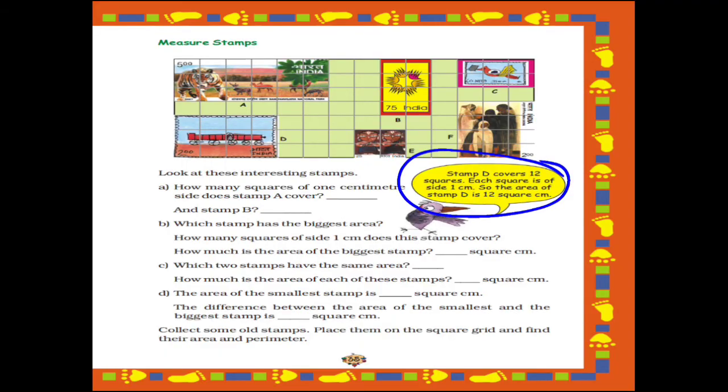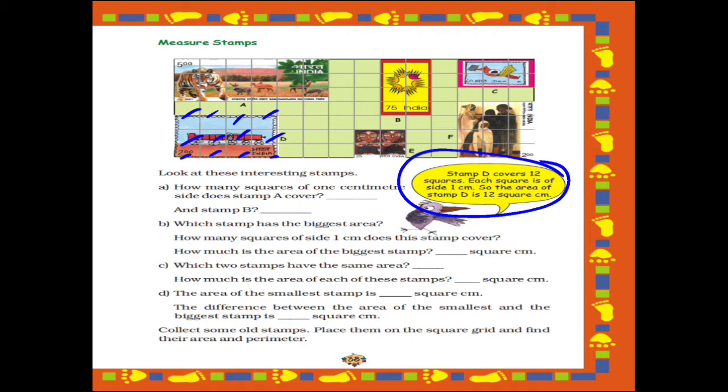In this, what is written? Let's read. Stamp D covers 12 squares. Its square is of side 1 centimeter. So the area of stamp D is 12 square centimeter. Let's quickly check whether stamp D is covering 12 squares or not. Let's count. 1, 2, 3, 4, 5, 6, 7, 8, 9, 10, 11 and 12. Yes, stamp D is covering 12 squares.